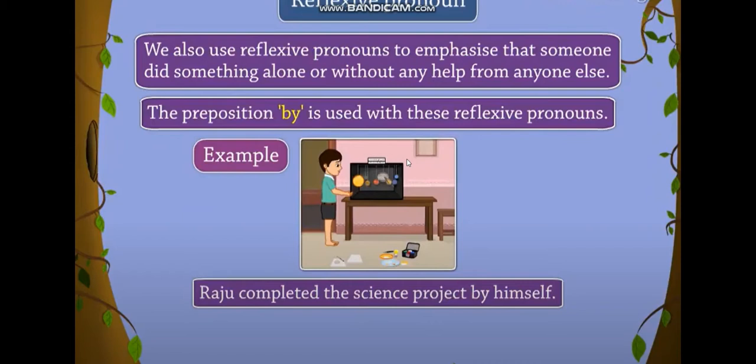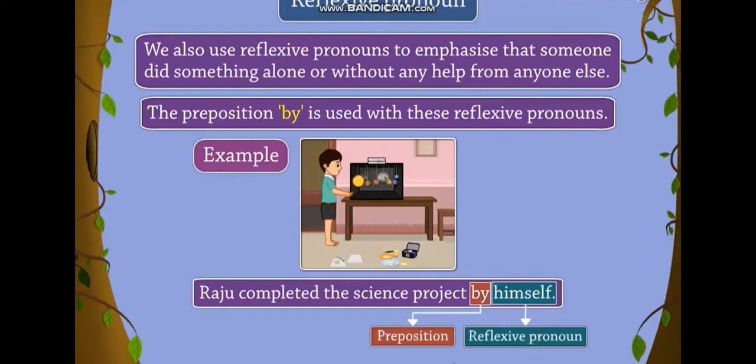Here, the reflexive pronoun himself is used with the preposition by to emphasize that the subject Raju has completed his project alone and without help from anyone else.